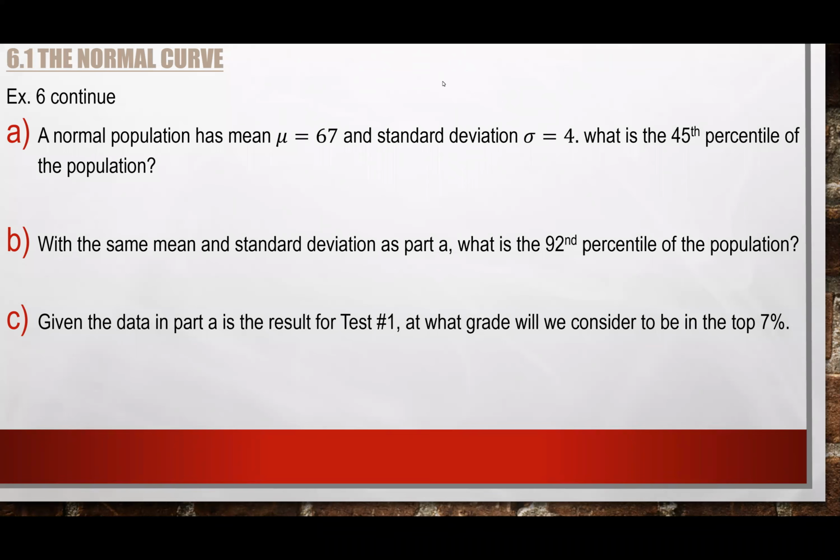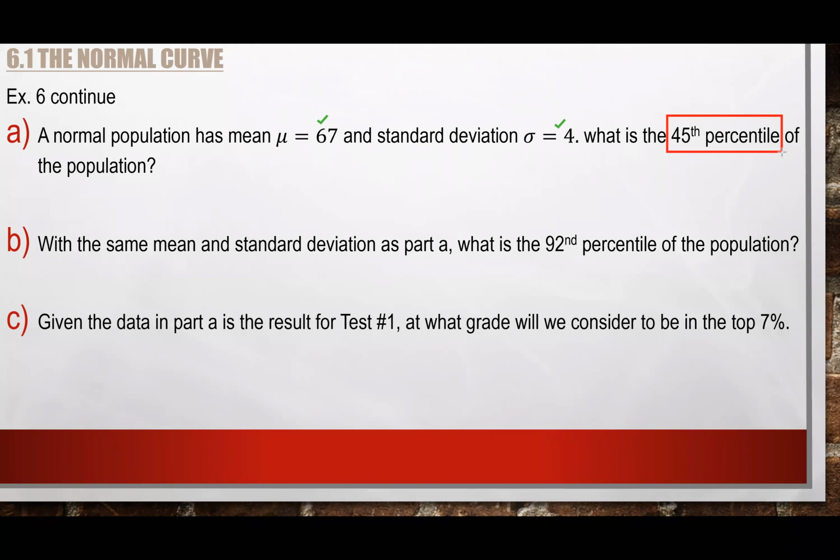They say the mean, which we mentioned, we need to know the mean and we need to know the standard deviation. So the normal population has a mean of 67 and a standard deviation of 4. What is the 45th percentile of the data? So this is the new thing that you see, the 45th percentile.